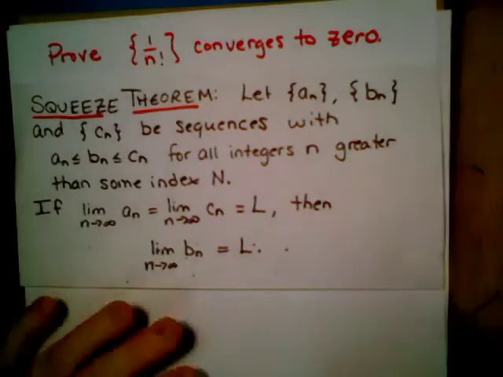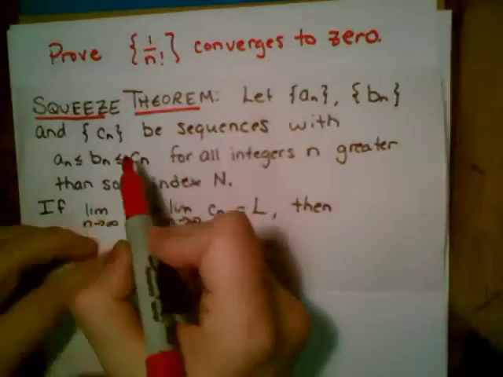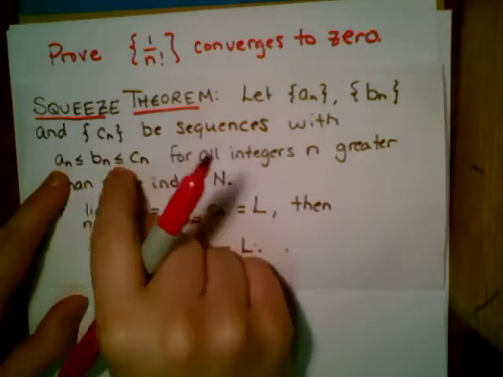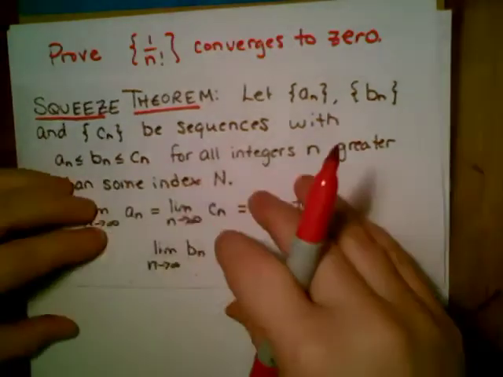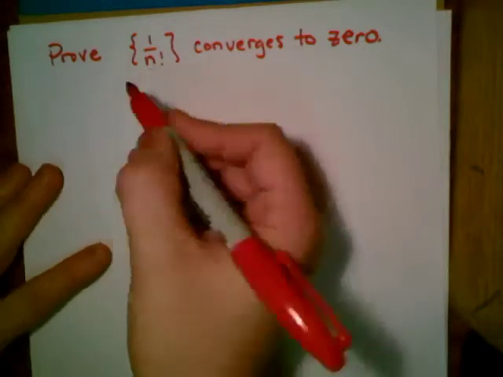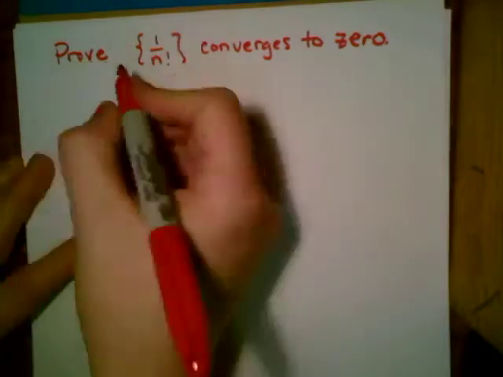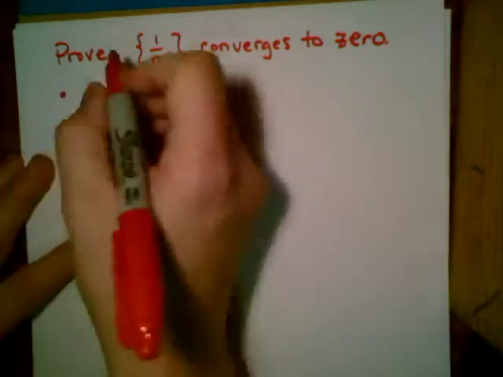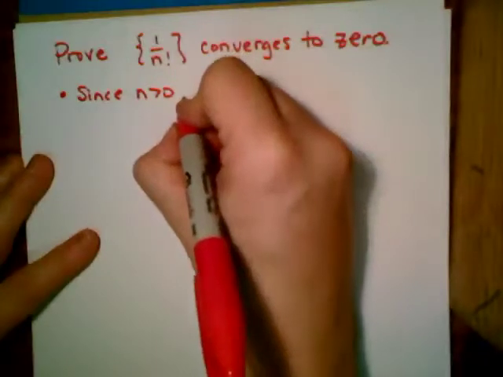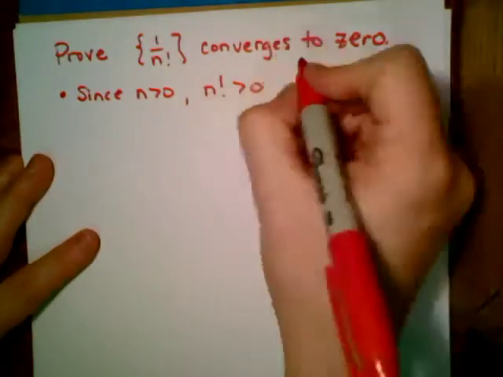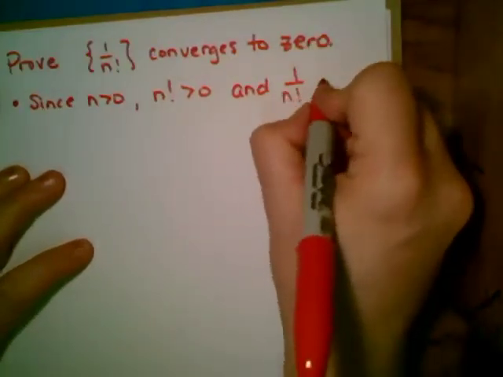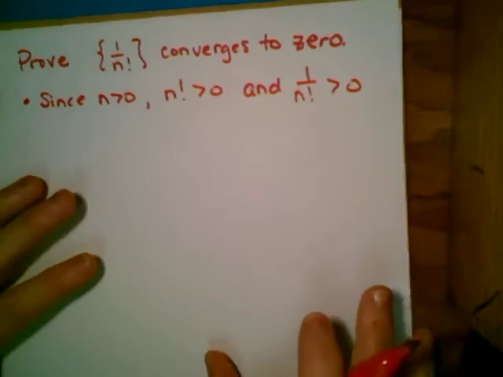Okay, and the steps go: find 2 sequences that bound your unknown sequence, show that their limits exist, and then use the squeeze theorem to conclude that the limit of the unknown sequence exists. Okay. Well, one thing we can observe, since n is positive, n factorial is positive, and its reciprocal 1 over n factorial is positive. That's kind of a gimme.